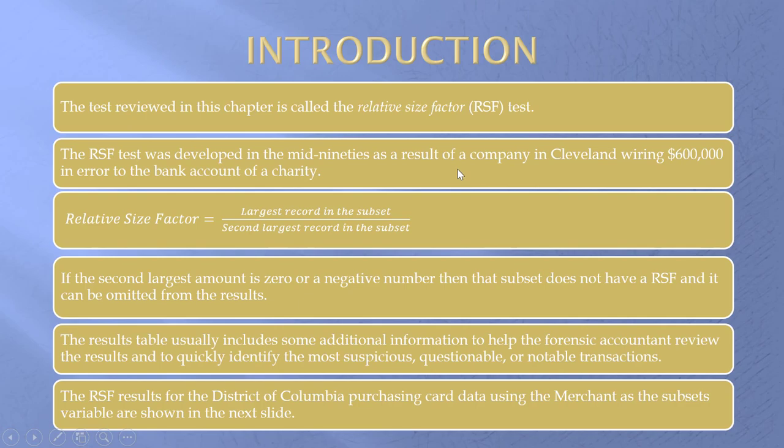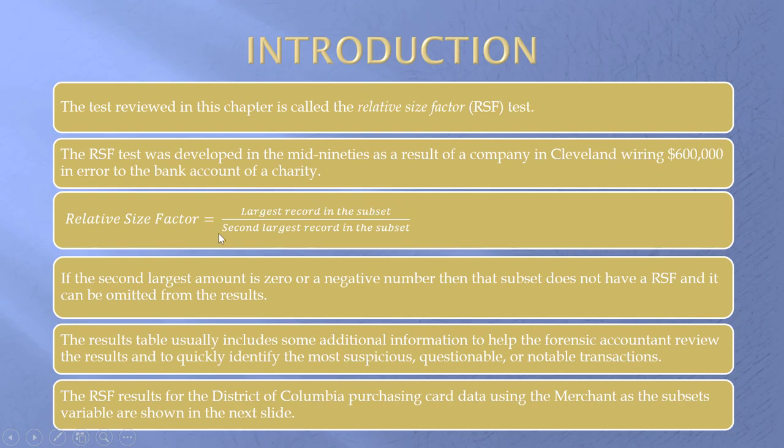Now, I thought, what type of analytics test would have detected it? I thought if we took the largest record in the subset, 600,000 wired to that bank account, and we looked at the normal deposits to wires to that bank account, maybe 2,000 or 3,000 to the charity, we would find that this largest record was way out of line with what they normally sent to the charity, and we would get a high ratio when we divided the one by the other.